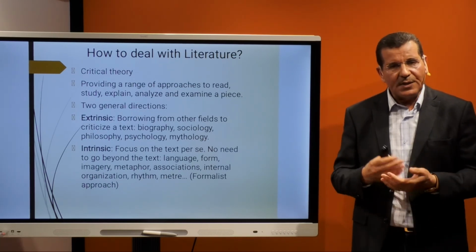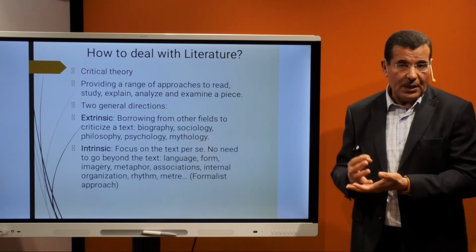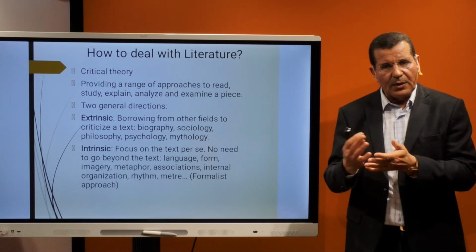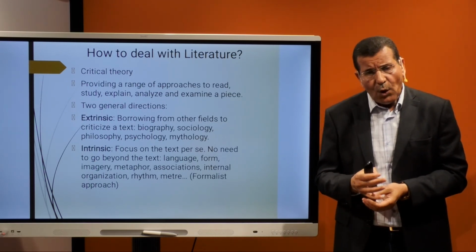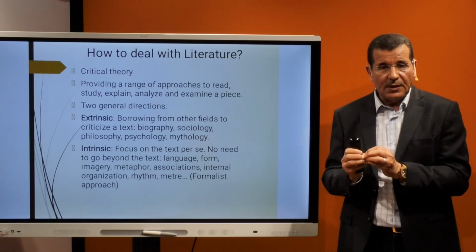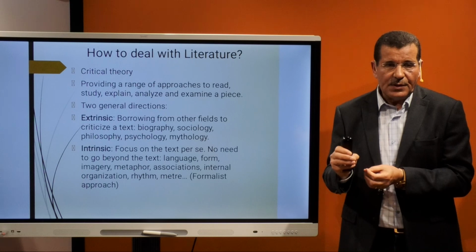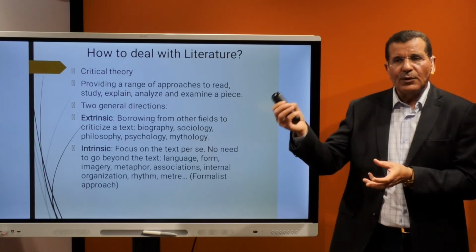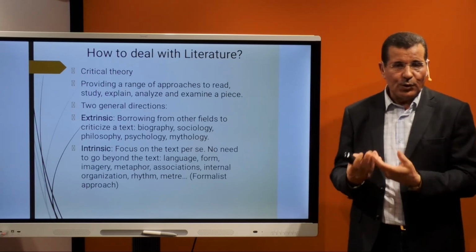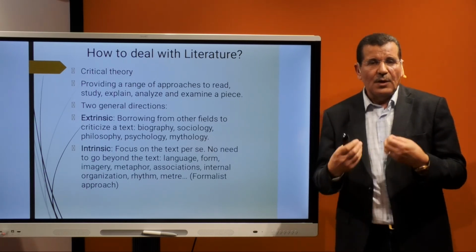And here we are going to see each approach, and we will see the premises upon which it is based, the strategy we can adopt, and the limitations that can be said or can be dealt with. While the other option, which is the intrinsic approach, is the focus on the text, intrinsic, internal. That is the focus on the text per se, in itself. That is to say, when I say an intrinsic approach, no need to go beyond the text. We focus only on language, form, imagery, metaphor, associations, internal organization, rhythm, meter, and here we have what you call the formalist approach.